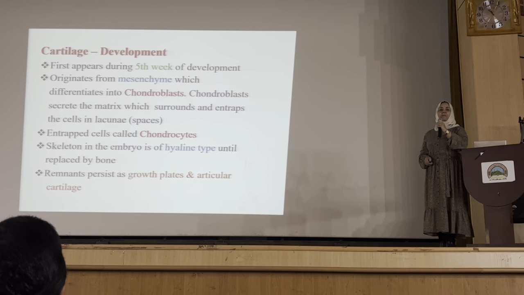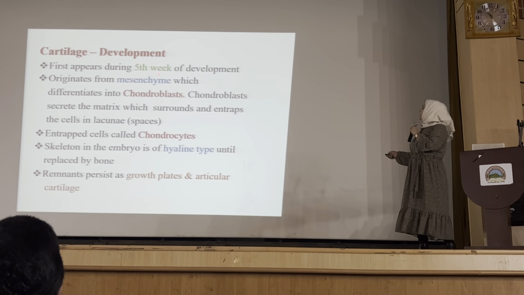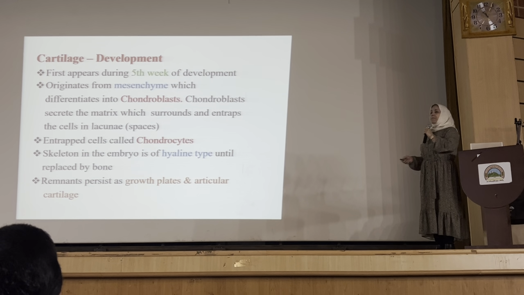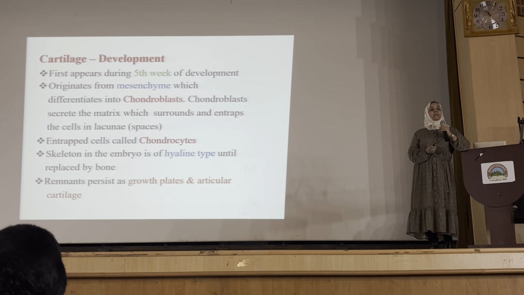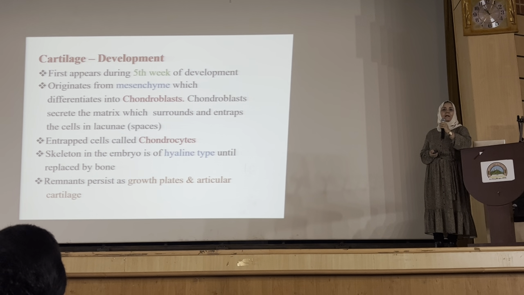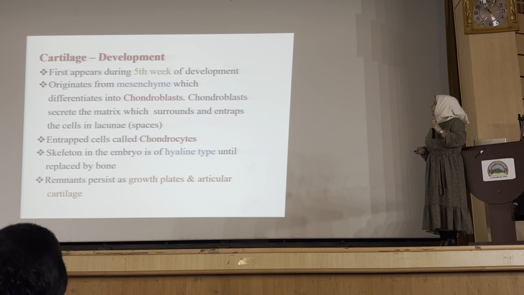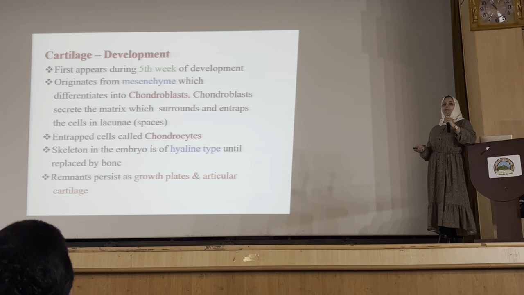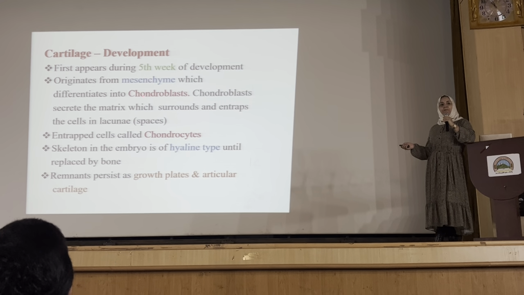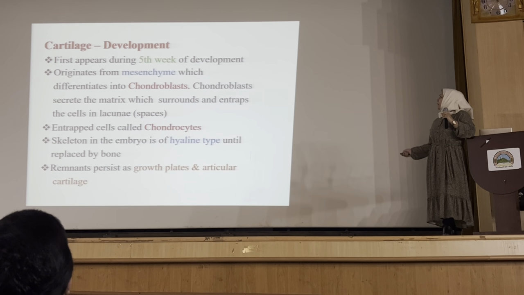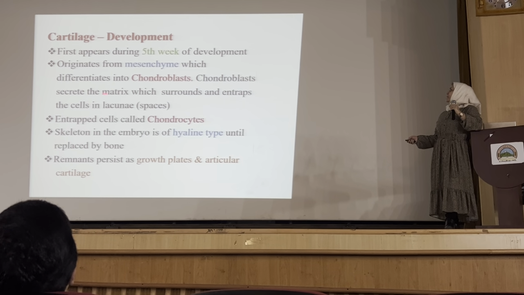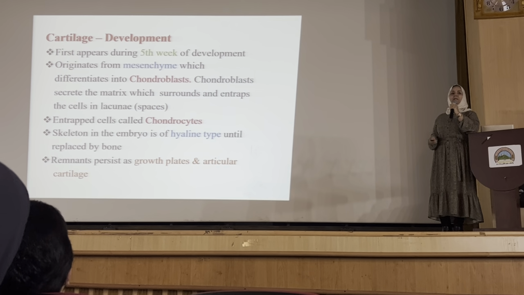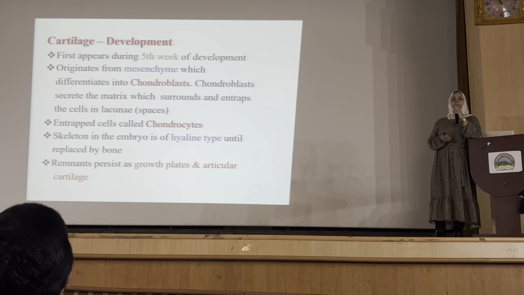The cartilage develops during embryogenesis during the fifth week and it originates from mesenchyme. So where does the cartilage originate from? The mesenchyme, which is primitive connective tissue in the embryo. The mesenchyme cells differentiate into chondroblasts. The main function of the chondroblast is secreting the matrix, which surrounds and entraps the cells in lacunar spaces.